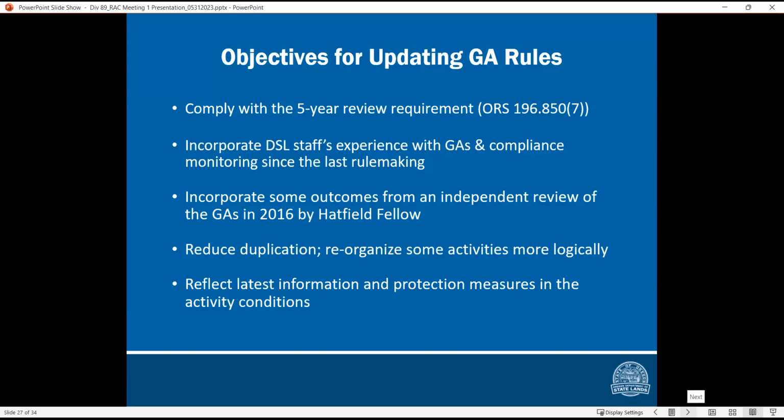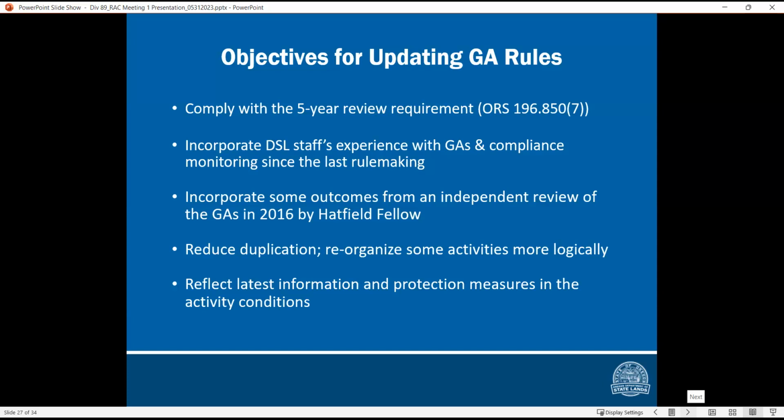We're also trying to incorporate some outcomes from an independent review of our general authorization rule that was done by a Hatfield fellow that we hired way back in 2016. We implemented a few of her recommendations in 2018, but really it's not until now that we're looking back over her recommendations to make some more wholesale changes. Just so you know, we specifically hired her to talk with a broad cross-section of our GA customers and get their reaction, their experience with using our GAs, and from the customer standpoint, where are the pitfalls, where are the problems, what did work well for them.